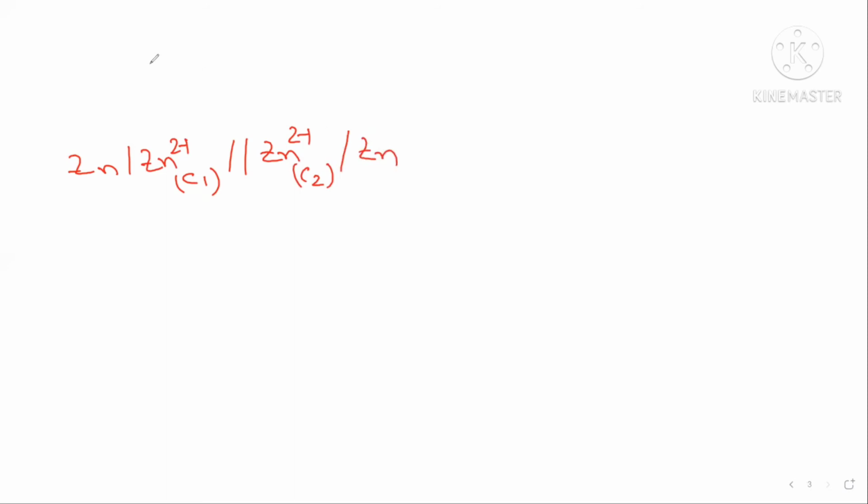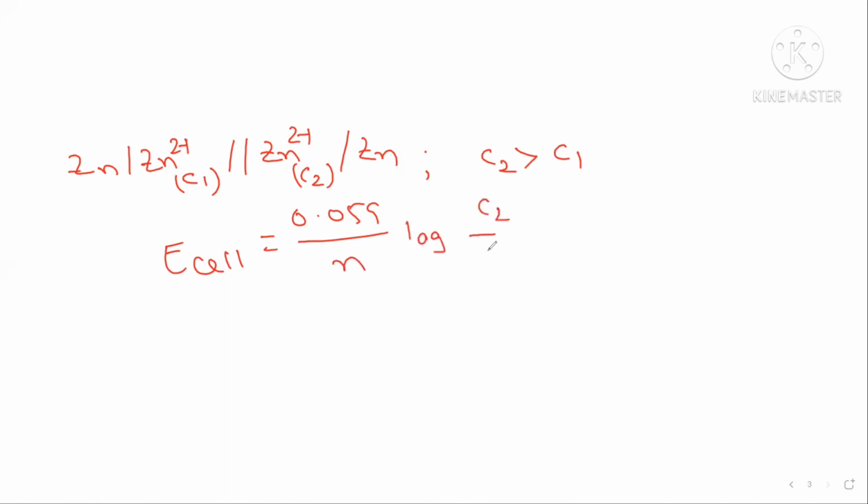Two half cells are similar half cells, but the concentration of ions in the solution are different, and the concentration C2 is greater than C1. If the concentration C2 is greater than C1, then we can calculate the EMF of the cell like this. E cell is equal to 0.059 divided by n into logarithm of C2 by C1.